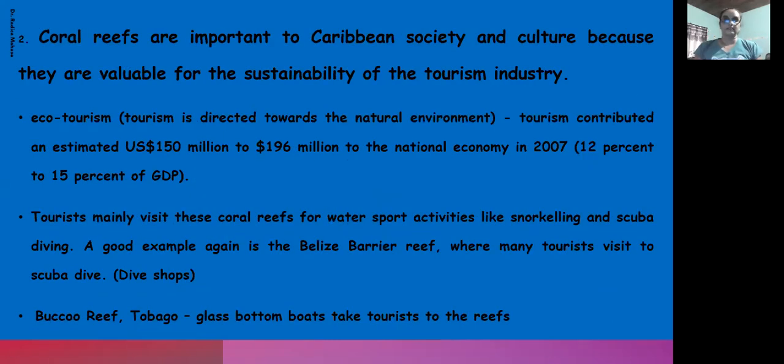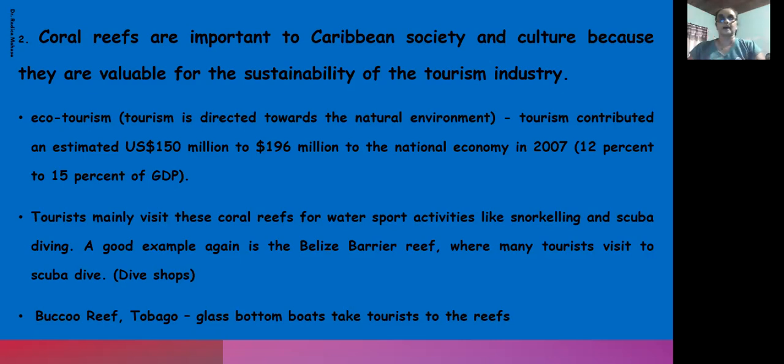The second importance or benefit of coral reefs: coral reefs are important to Caribbean society and culture because they are valuable for the sustainability of the tourism industry. And when we expand on this point, we are going to talk about ecotourism. Ecotourism is basically tourism that is directed towards the natural environment. And we're going to talk about how tourism contributes to the economy of the different countries where you have reefs.